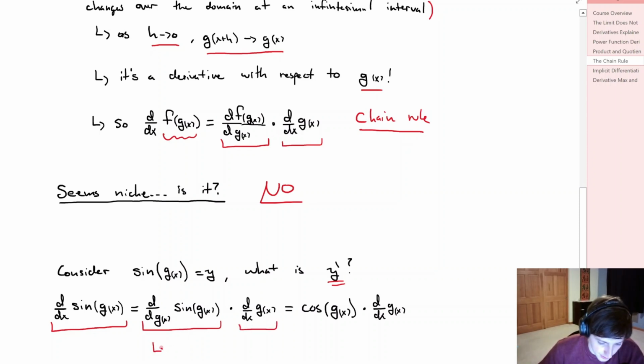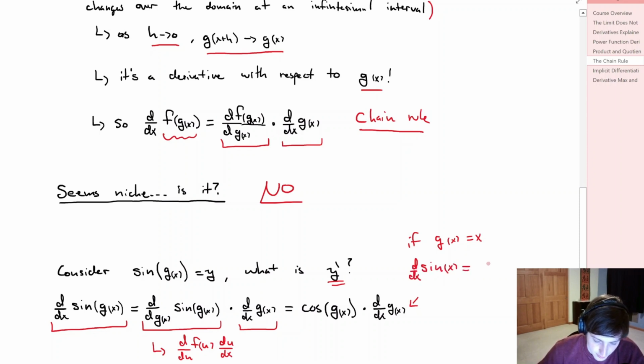And sometimes you might see this simplified to look like this, where you simply replace g of x with u, kind of makes the substitution look nice. But if we carry through with that, we get cosine of g of x multiplied by the derivative of g of x. And let's consider if g of x is simply equal to x.